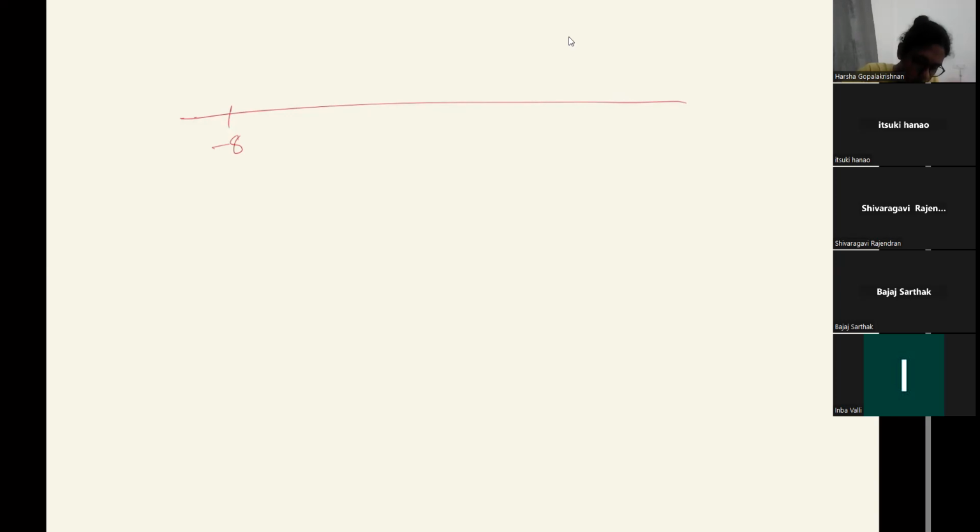So suppose this is -8. This is 0. This is 4. This is -2 and 11. The first is the set of all M in R such that -8 to 4. That means from here to here. This is our S. -8 and 4 are excluded. And our T is the set of all M in R from -2 to 11.